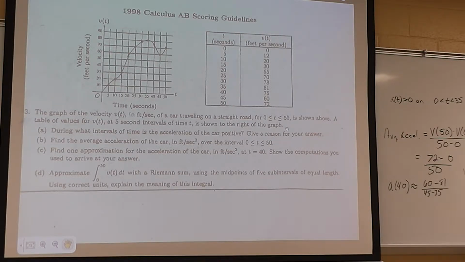All right, here we go. Part D. I want to approximate this integral from 0 to 50 of v of t dt with a Riemann sum, a midpoint Riemann sum, using the midpoints of 5 subintervals of equal length.